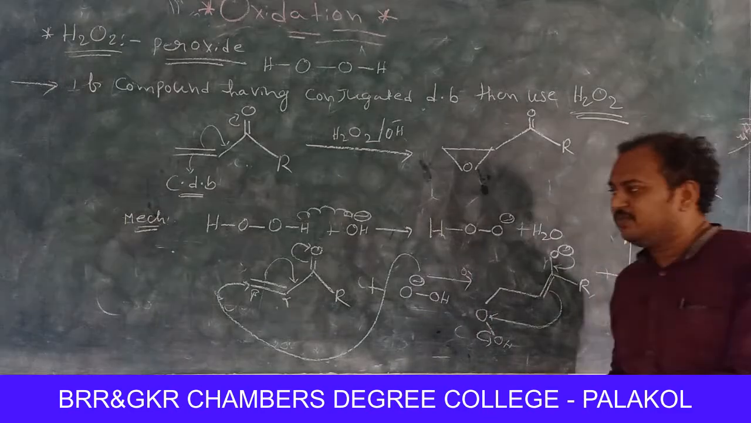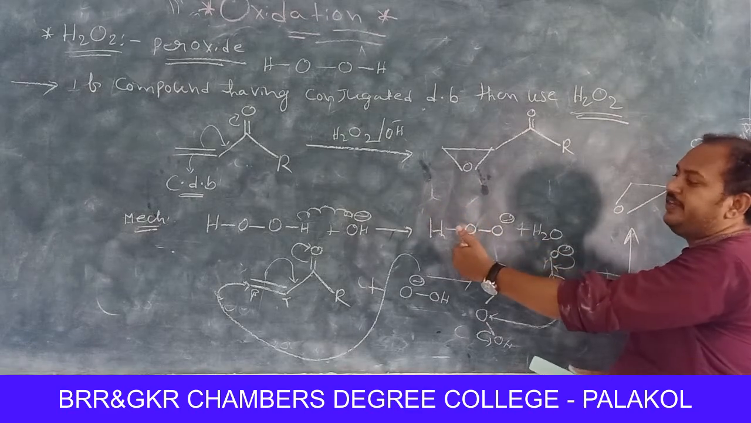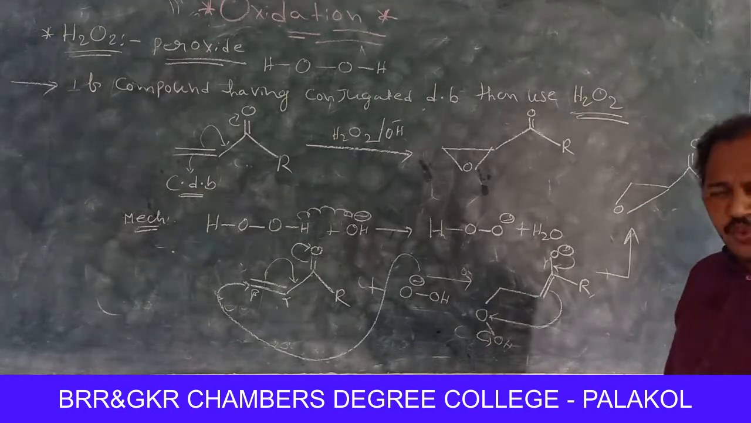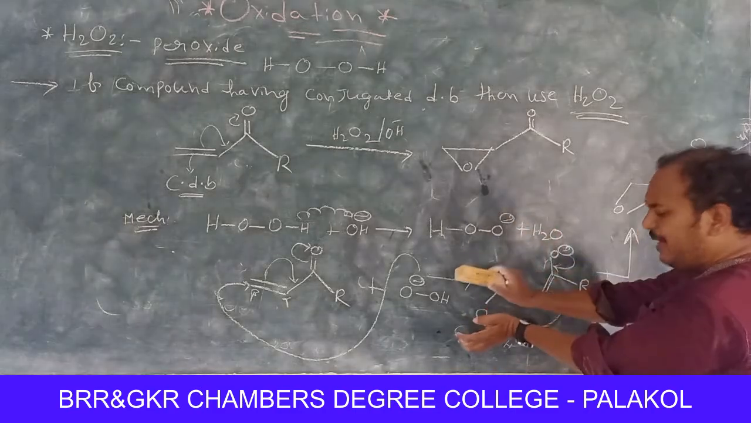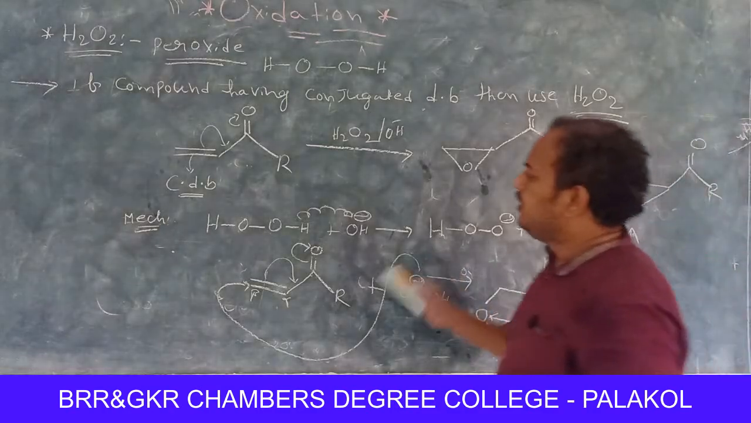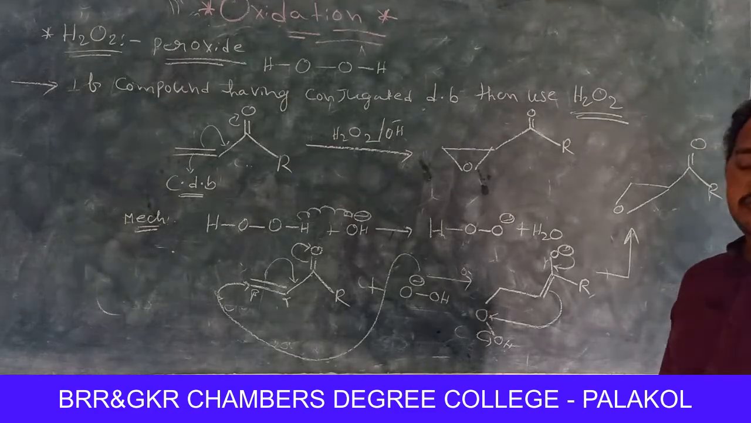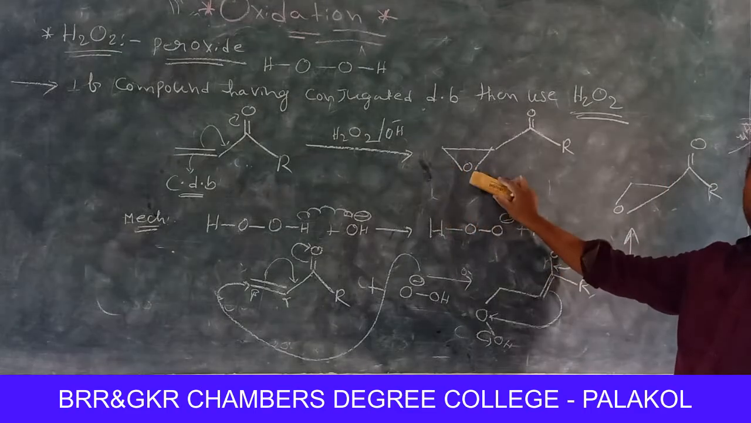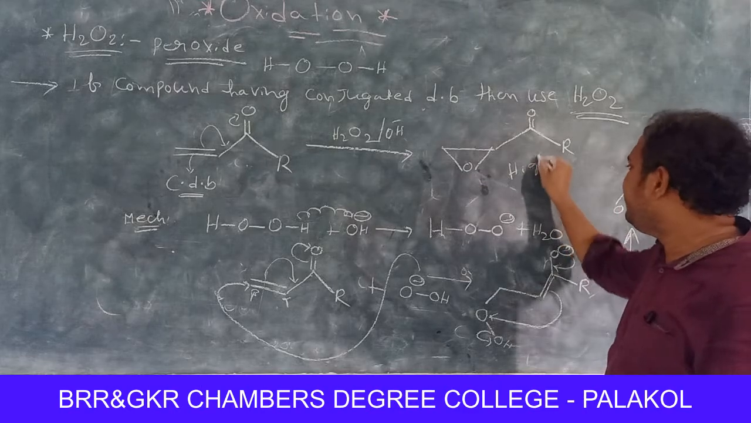So this is the mechanism for how to convert an olefin into an epoxide. Let us see: if we use mCPBA in the same mechanism, why don't we use it? It is not preferred here, because even if it is possible, you will get a very low yield. If you use mCPBA you get only a low yield, but with H2O2 you will get a high yield.